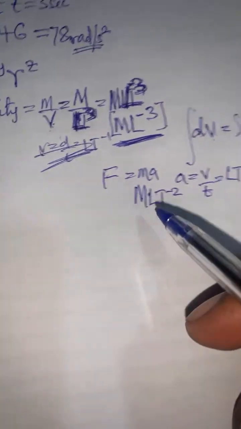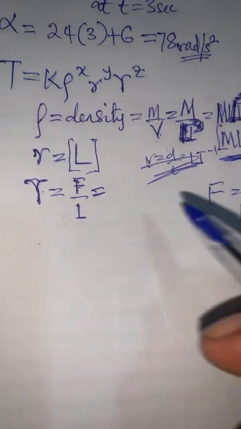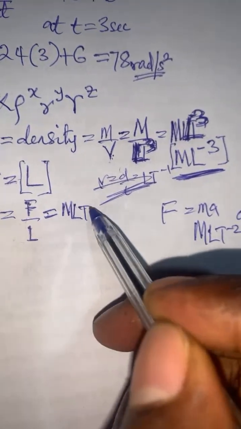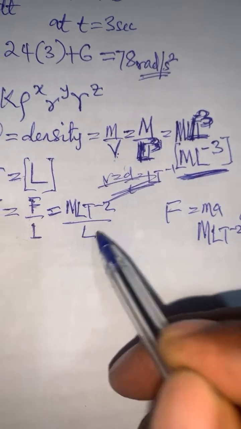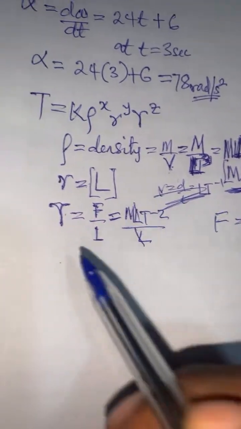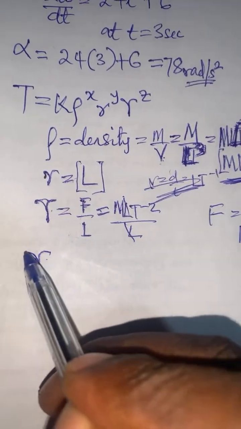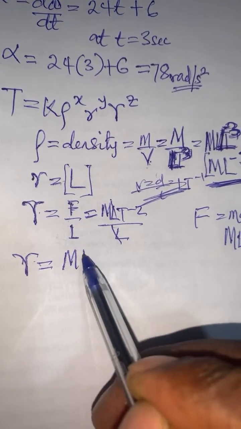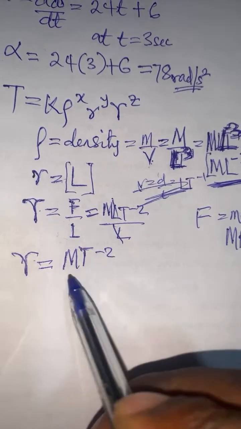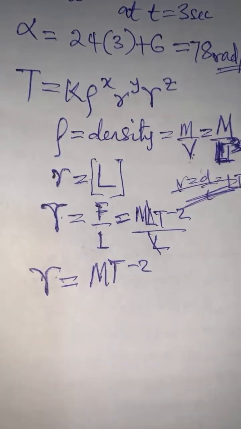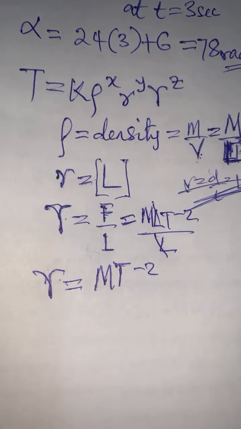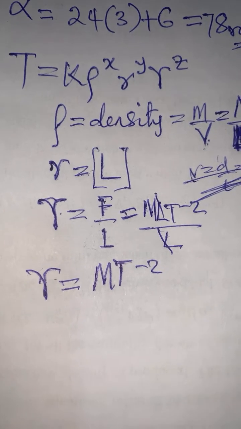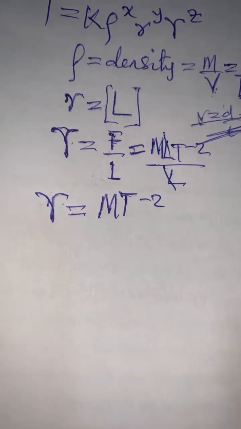This is the way I used to derive my own, so that I will not make mistakes. So we have MLT to the power of minus 2 divided by L. L will cancel L. Are we following? So for surface tension, we have MT to the power of minus 2. Check if it is correct, please.